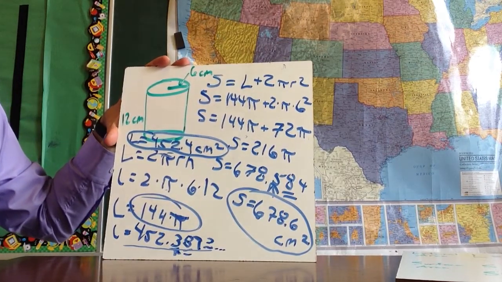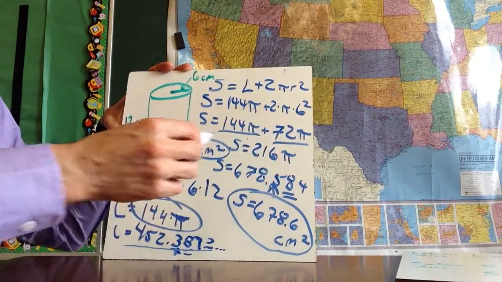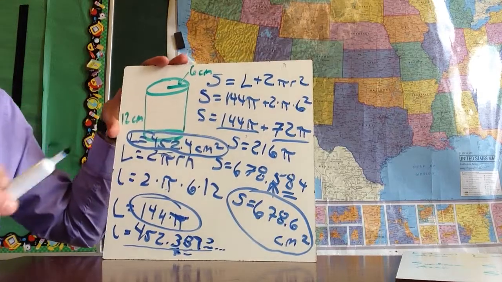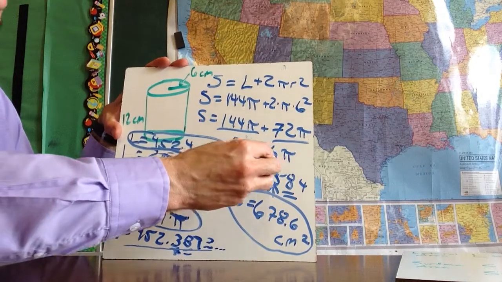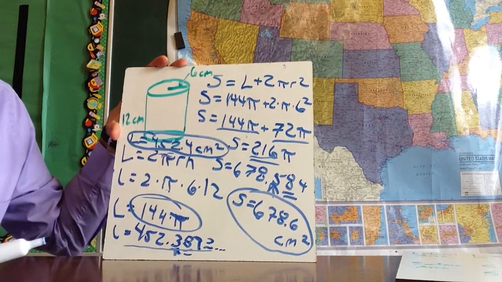All right, so what a lot of people end up getting confused about is here with this pi. Make sure that we're adding these two numbers together, right? The reason I can add the 144 and the 72 to get the 216 is because both of them are being multiplied times pi.